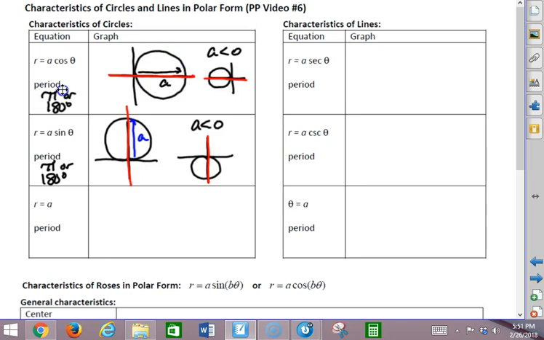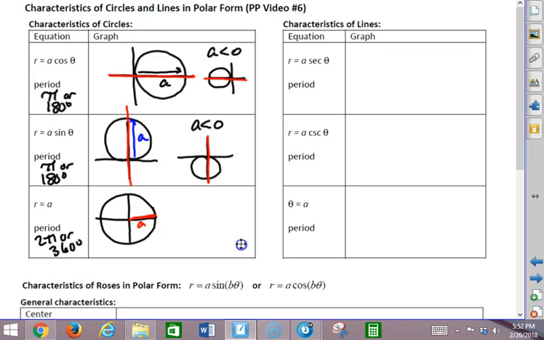Now, for R equals A, it's centered at the origin, and this is A. It's the diameter. Now the period here is actually 2 pi because to get all of the R values for all of the angles, I would need all 2 pi or all 360 degrees.